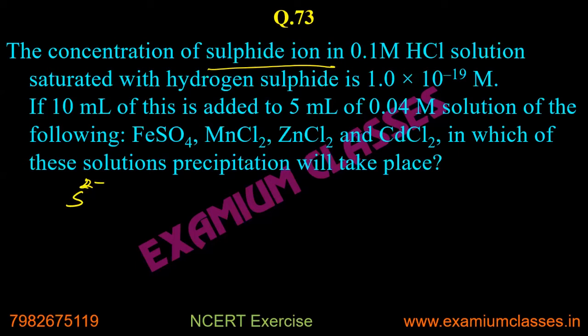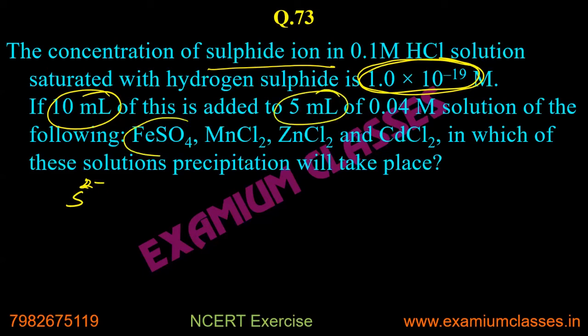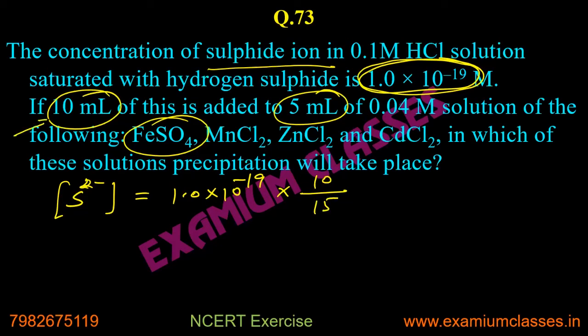Now, when we add 10 ml, sulfide ion concentration is given as 1 into 10 power minus 19. But if we add 10 ml of this with 5 ml of something else, that is FeSO4, the volume has increased. Now the concentration of S2 minus, instead of 1.0 into 10 to the power minus 19, will be 1.0 into 10 power minus 19 into 10 by 15. Why 10 by 15? Because earlier it was 10 ml, now it is 15 ml.